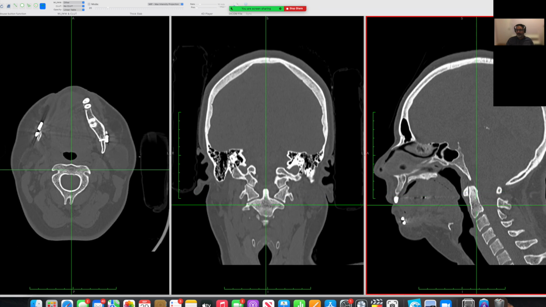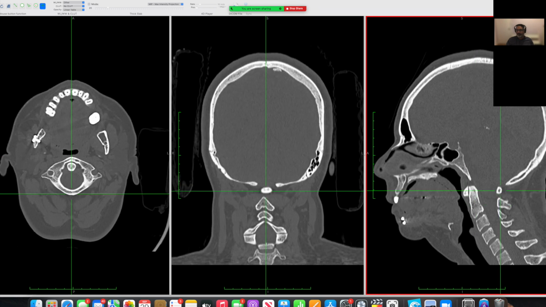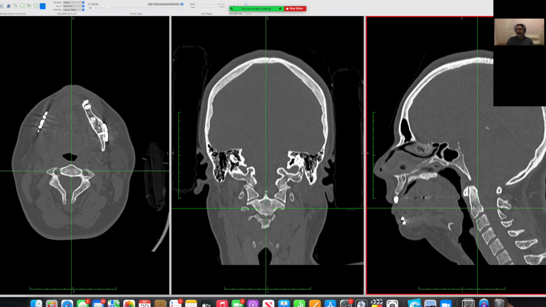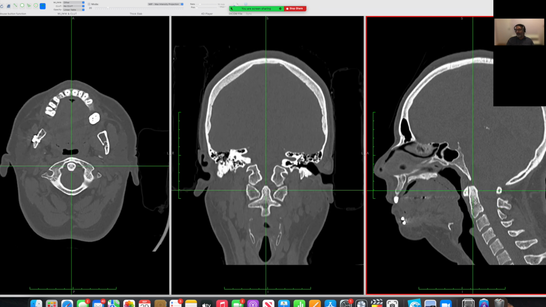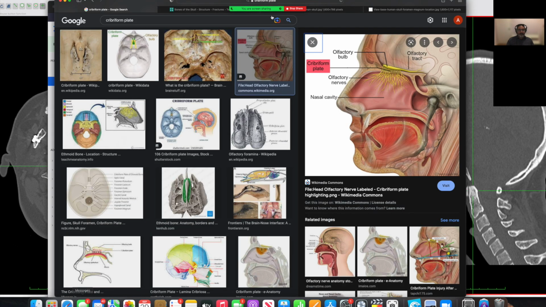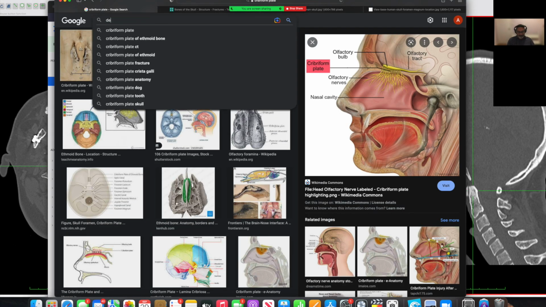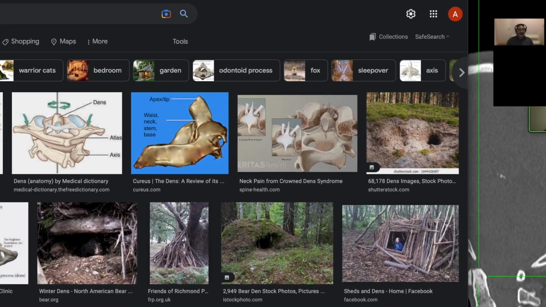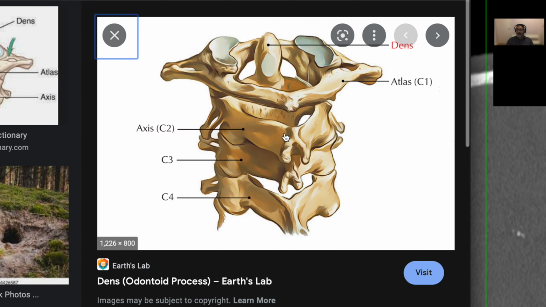If you're right in the midline, this is what the dens will look like. And this is what C1 will look like. That's both C1. Yeah, the dens covers two levels because it is part of C2, but it needs to extend up to C1. And it's a dens. So which one is this one should be good enough to see. You see, that's C2, and that's the dens, and that's C1.